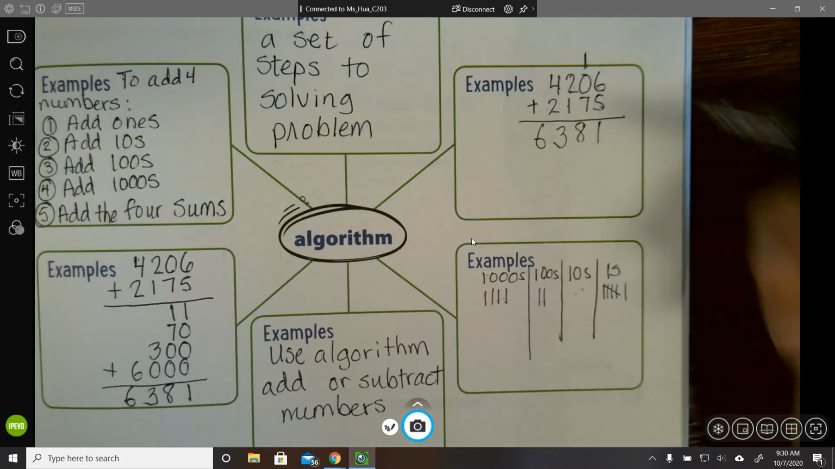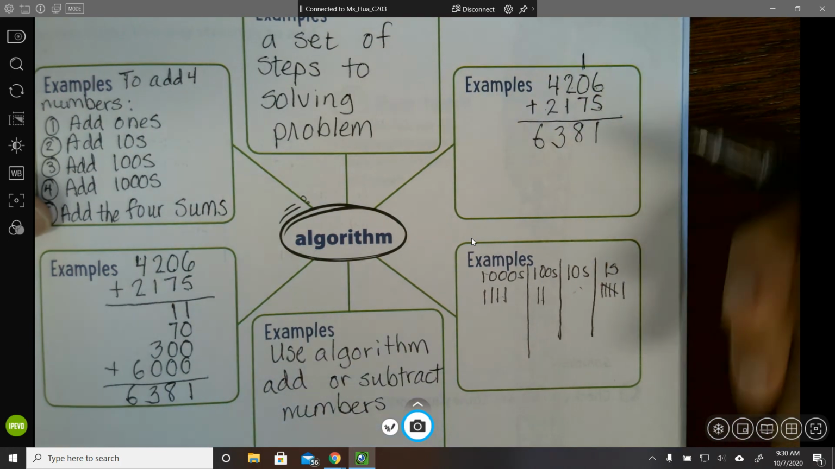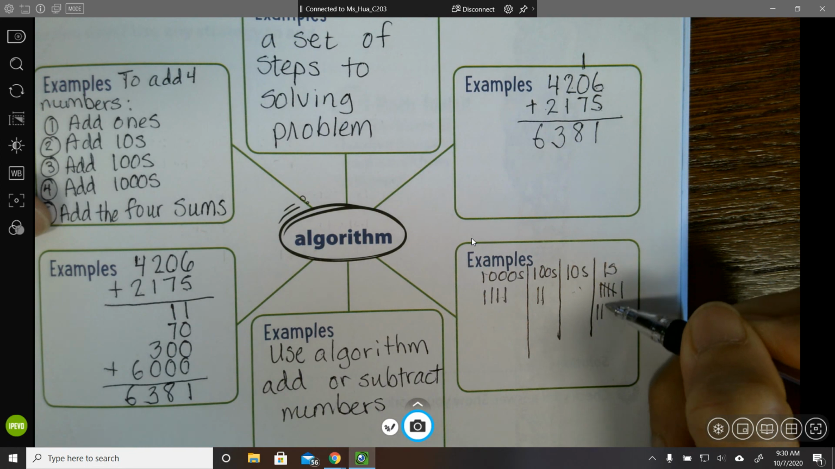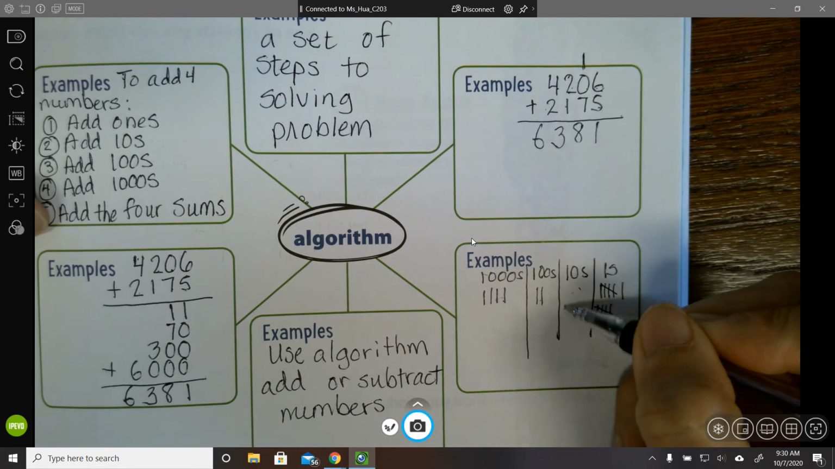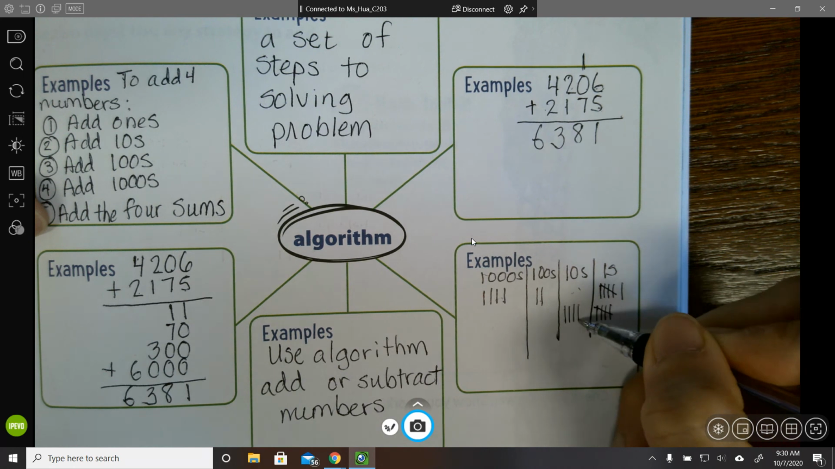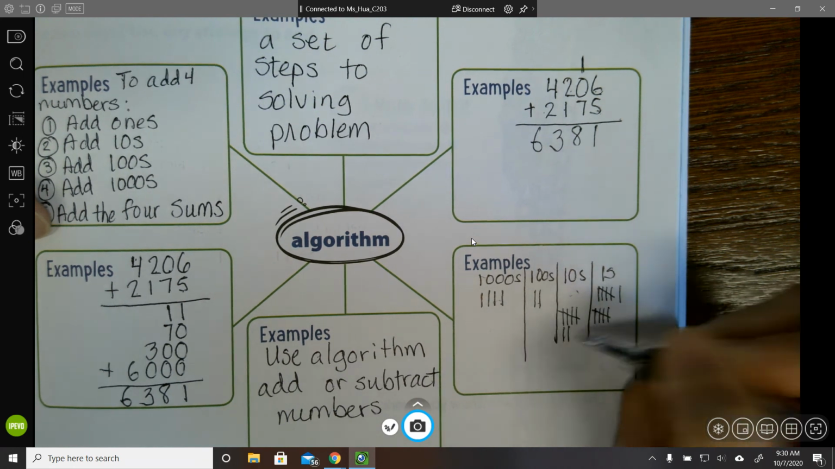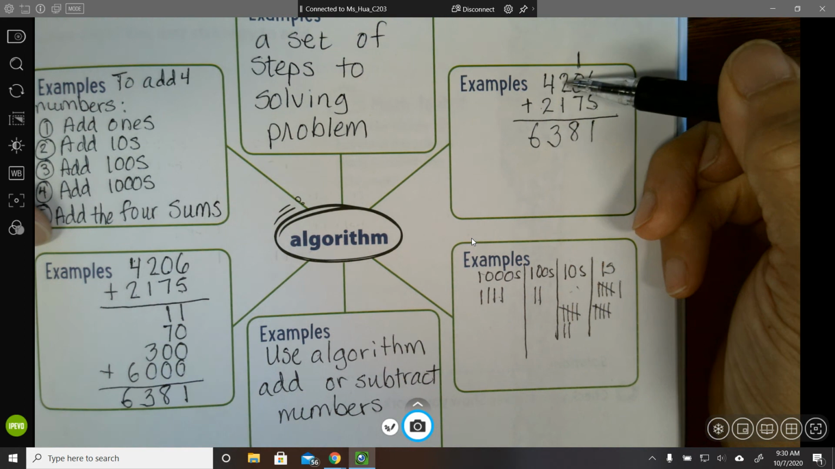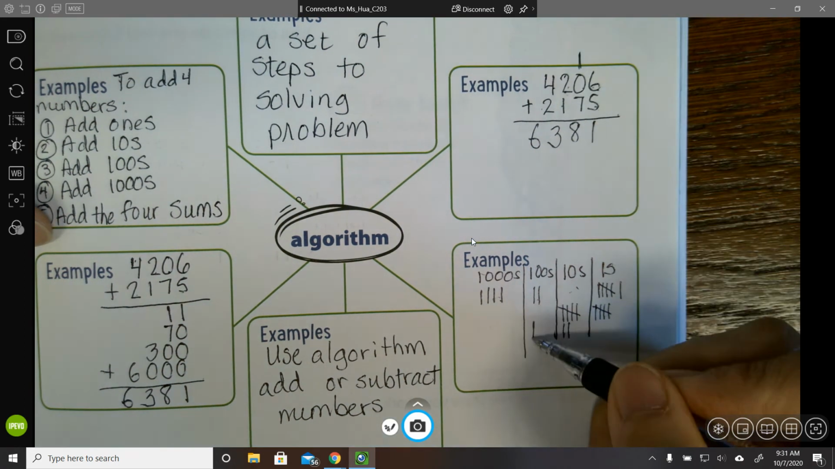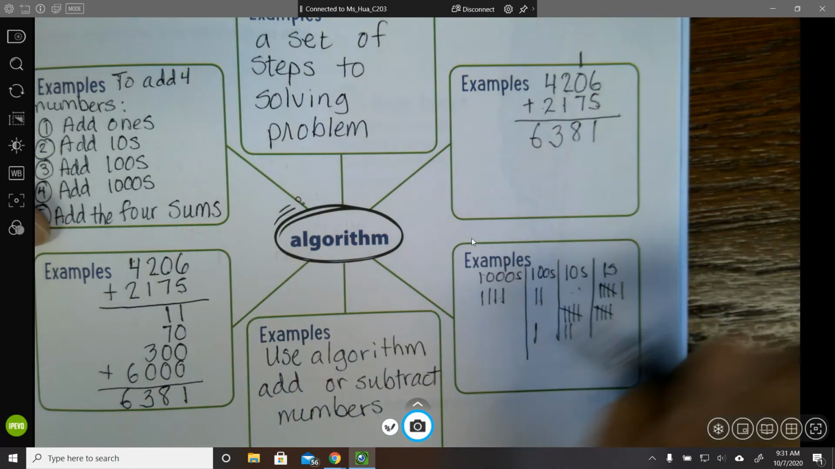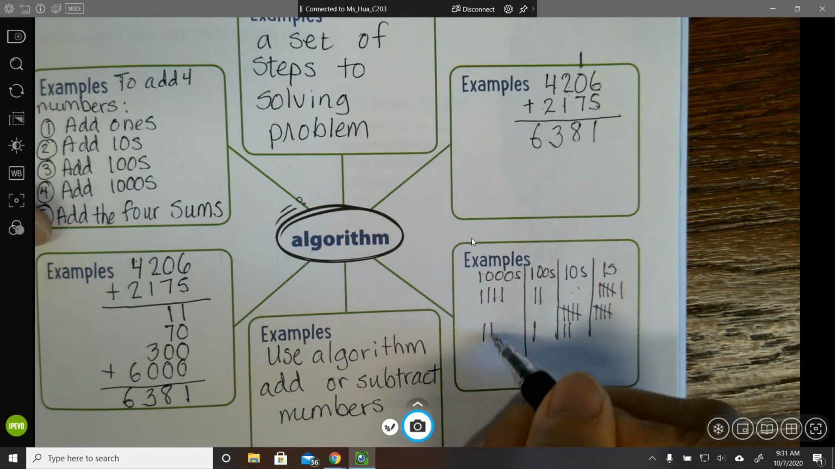4,206. Now come to the bottom. In the ones place, I have 5. 1, 2, 3, 4, 5. In the tens place, I have 7. 1, 2, 3, 4, 5, 6, 7. In the hundreds place, I have 1. There's my 1, so I'm going to bring down my 1. In the thousands place, I have 2, so here's 1, 2.